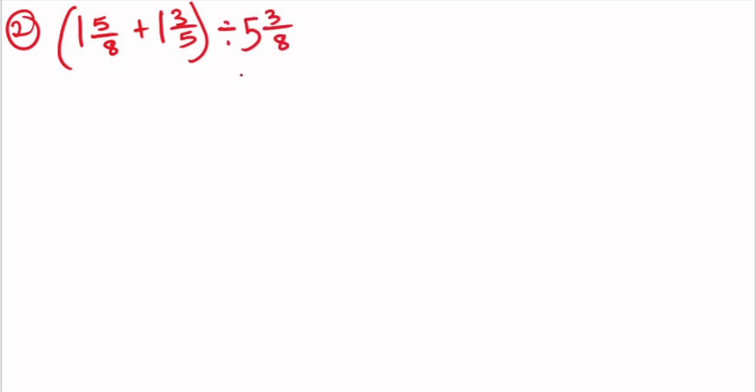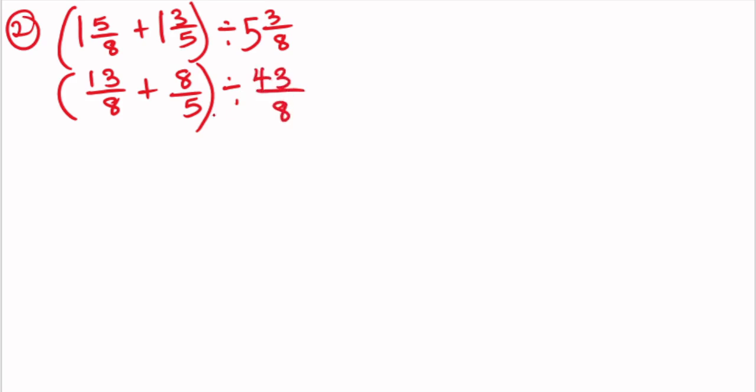Just like we know, the first thing we have to do is to convert. Now 8 times 1 is 8, plus 5, 13 over 8. So remember your bracket, 13 over 8 plus 5 times 1 is 5, plus 3, which is 8 over 5, close the bracket, divided by 8 times 5 is 40, 40 plus 3 will have 43 over 8. Let's bring back the order of operations we're working with, BODMAS.